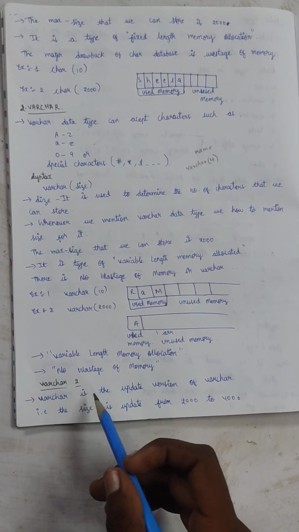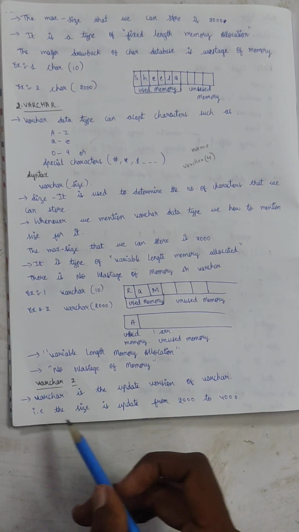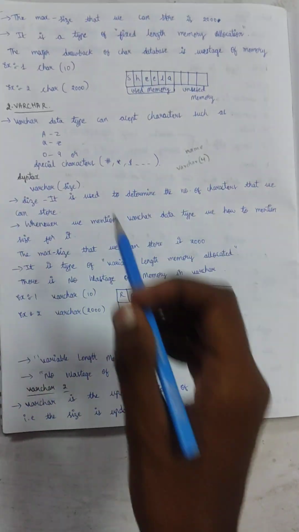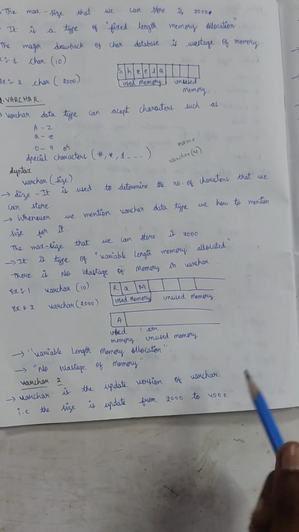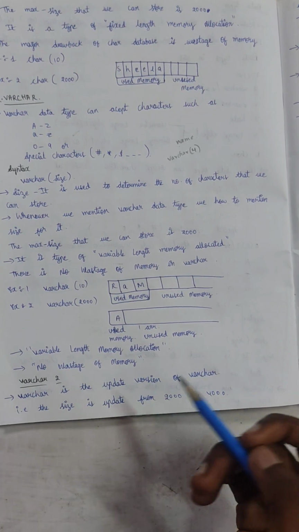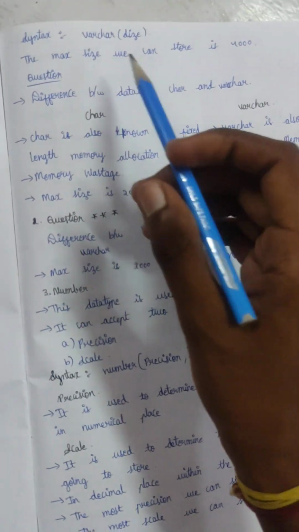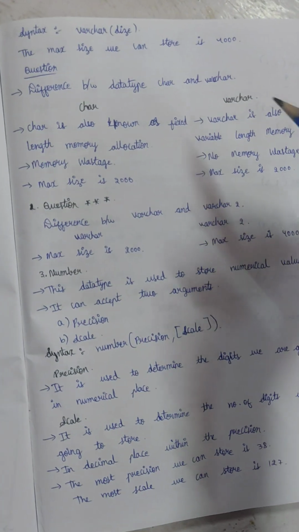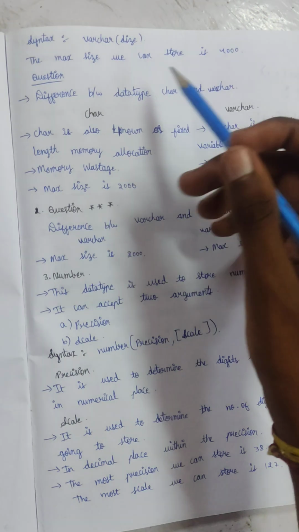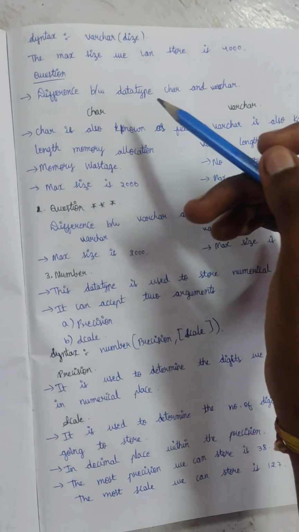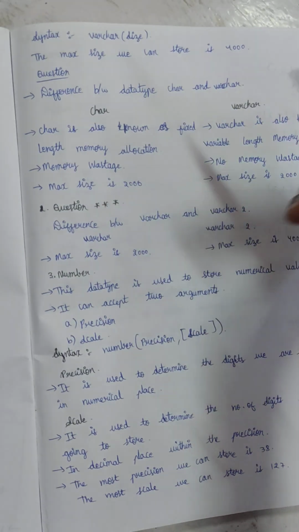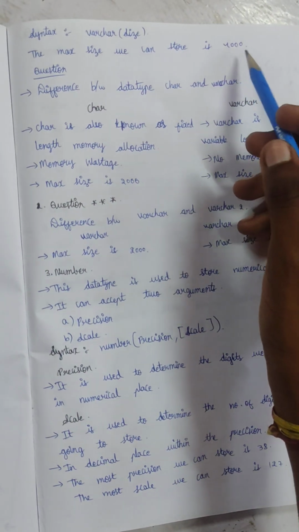Varchar2 is the updated version of varchar. That is, its size is updated from 2000 to 4000. Earlier we had 2000. Now as varchar2 is the latest version, we can have 4000. Syntax for it is varchar2 of size. It is similar to varchar, but by default the new version of varchar will be stored as varchar2. The maximum size here is 4000.